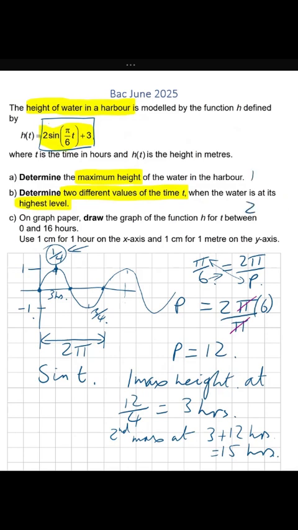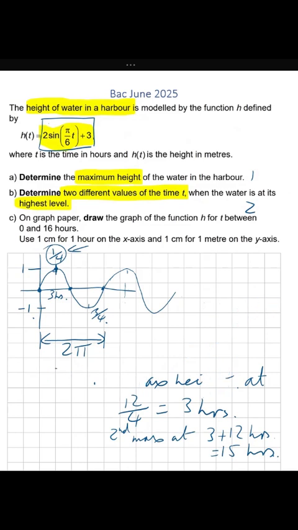And finally, moving on to C, they're asking you for a quick sketch on graph paper. Draw the graph of the function between 0 and 16 hours. What do we need to know for that? There are certain things that we could do with knowing for that. And again, I'm looking at this from the point of view of understanding my basic sine t function and then seeing what I can do.